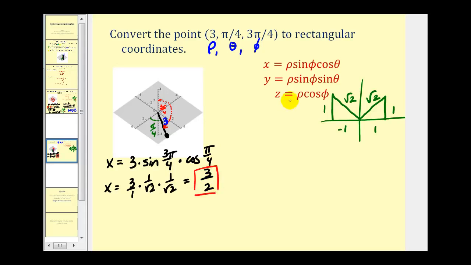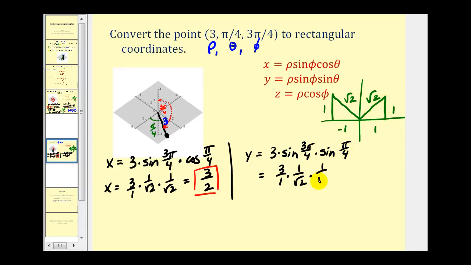Now let's go ahead and see if we can determine the y coordinate. Y is going to equal rho times sine phi, so 3 times sine 3 pi over 4, times the sine of theta, or the sine of pi over 4. We can use these same reference triangles, so y is going to equal 3 over 1 times sine of 3 pi over 4, which is going to be 1 over square root 2 again. We found that before. And now we have the sine of pi over 4, opposite over adjacent, 1 over square root 2. So it looks like the y coordinate is also 3/2.